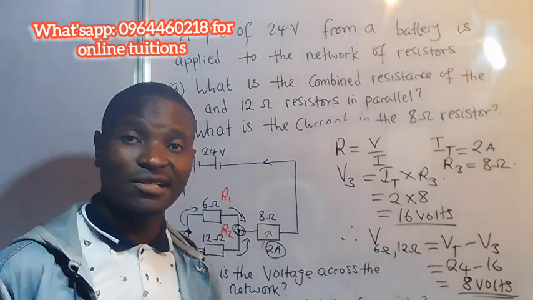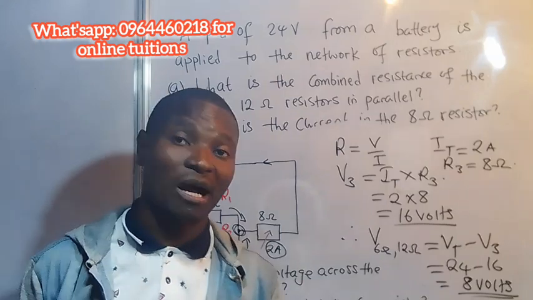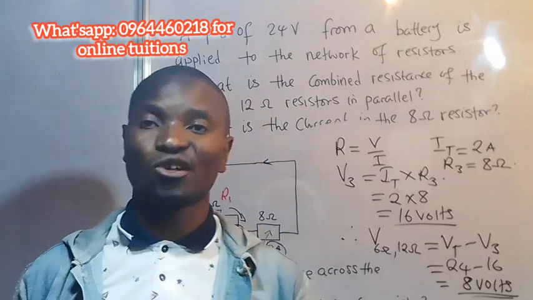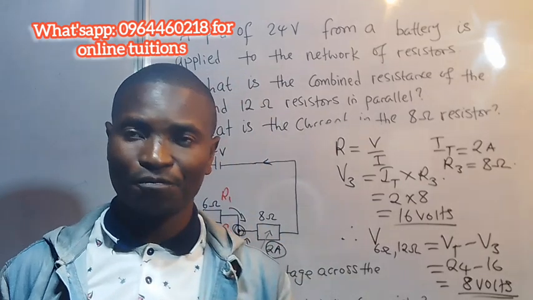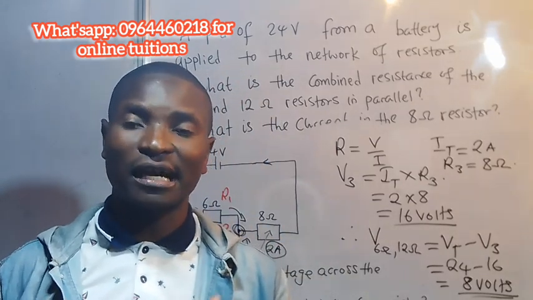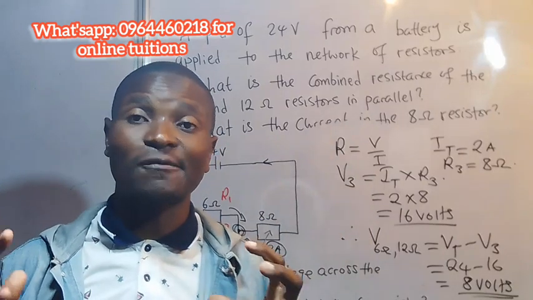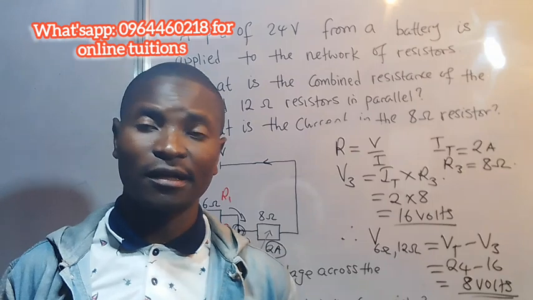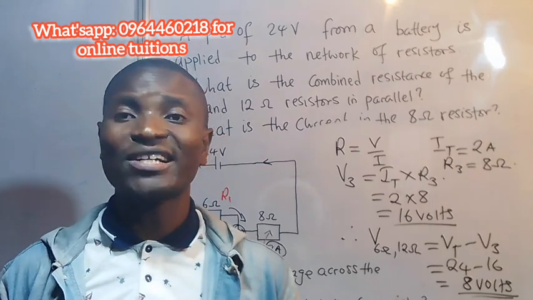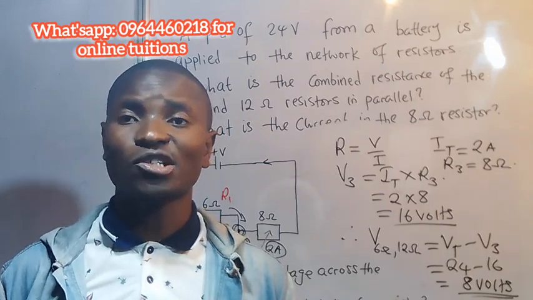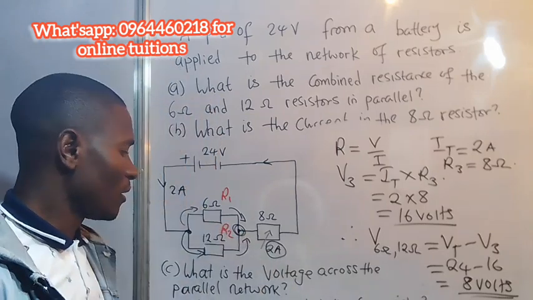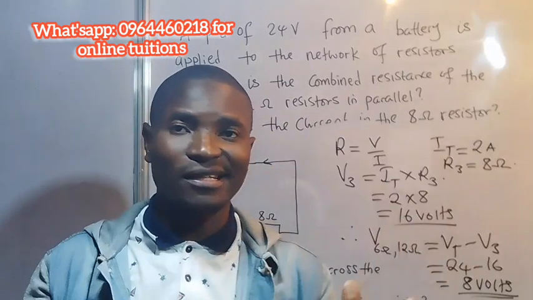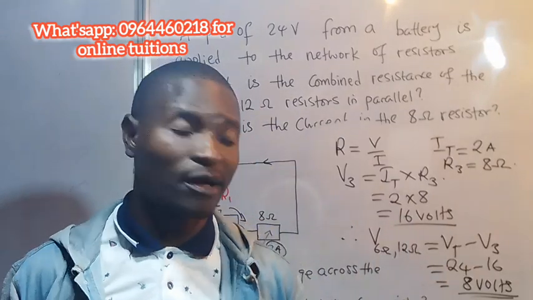Now, the last question is asking about the current that is passing through the 6 ohm resistor. Remember, according to Kirchhoff's law, in parallel, the current that is flowing in those resistors that are in parallel is different from the current that is flowing in the resistors in series. So what I'm going to do is find the current that is flowing there, even if I know the current that is flowing in the entire circuit, which is 2 amps.